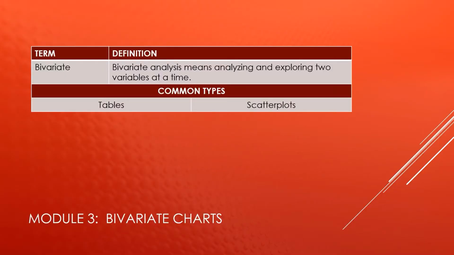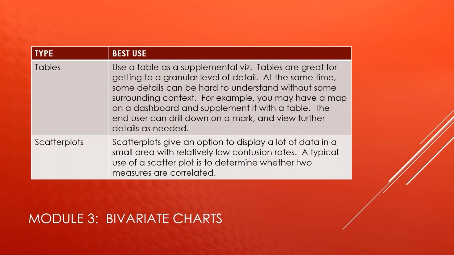Bivariate analysis means analyzing and exploring 2 variables at a time, and common types would be tables and scatter plots. So I've mentioned that tables are great as a supplemental viz. Scatter plots give an option to display a lot of data in a small area with relatively low confusion rates. So it's typically used to determine whether 2 measures are correlated.